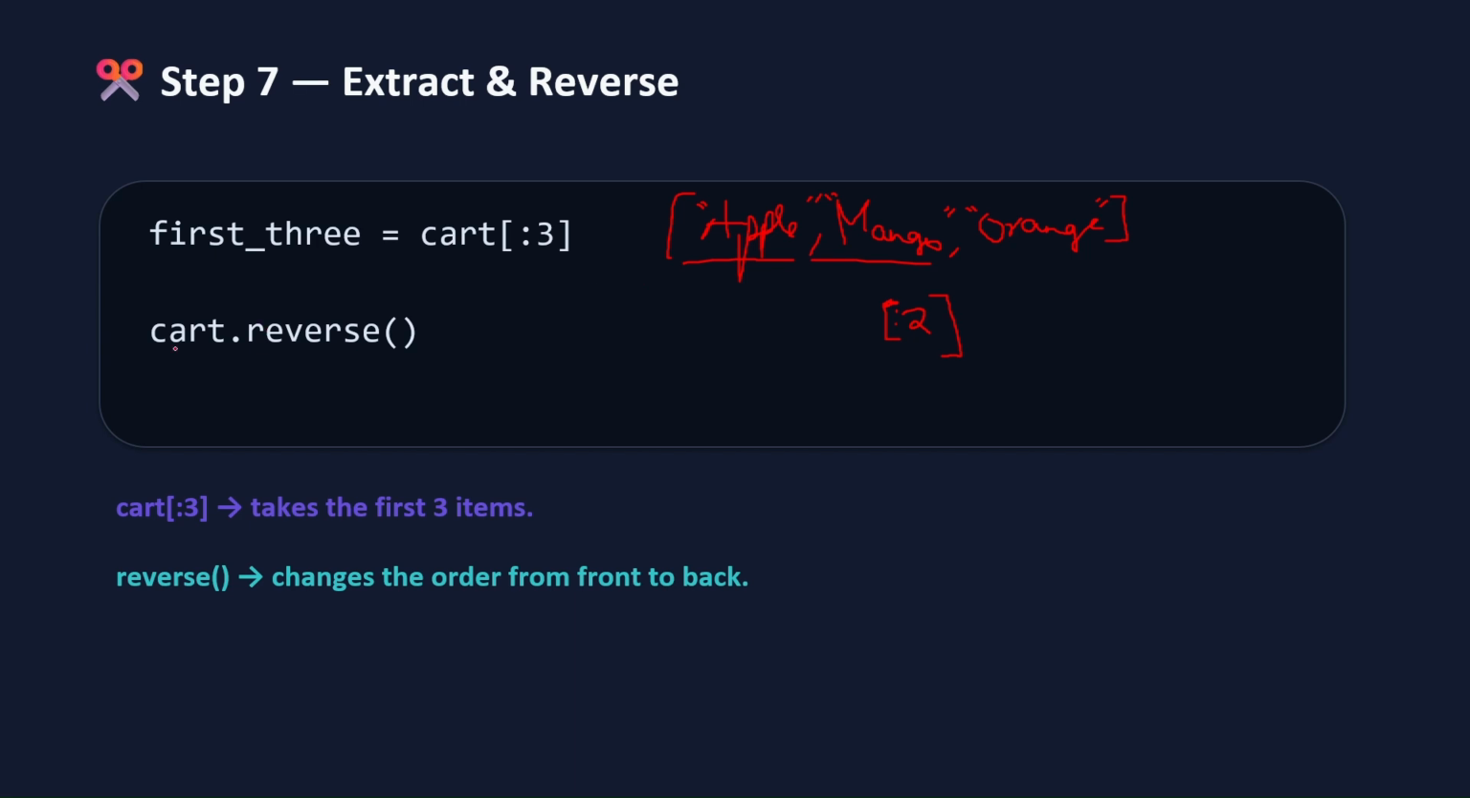Clear? Next, cart.reverse method. Now what will the reverse method do? It will just print the opposite. So orange, mango, and then apple. It will print like that. It changes the order from front to back.